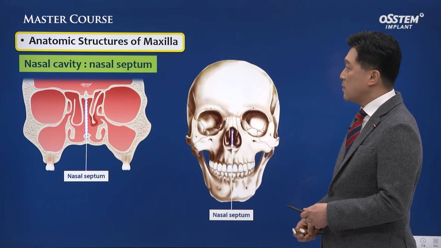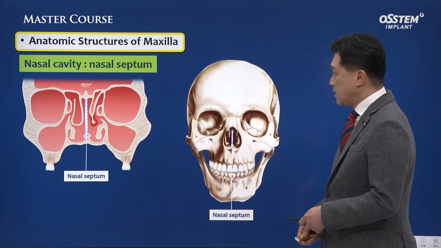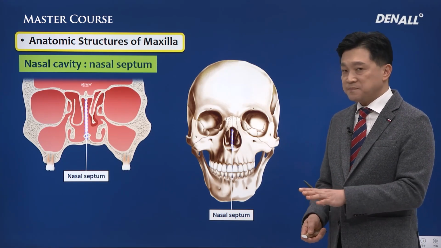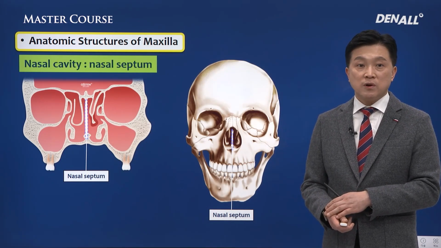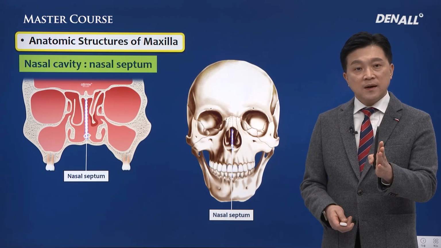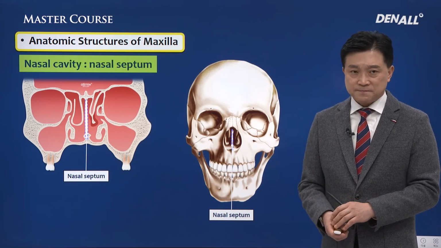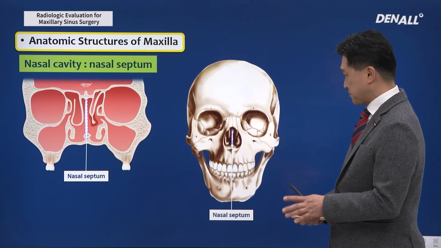Within nasal cavity, there's nasal septum. Detecting septum is important, but we also need to determine whether there's any deviation of septum. If there's a septum deviation, we need to have in mind that there can be a certain level of ostium obstruction.